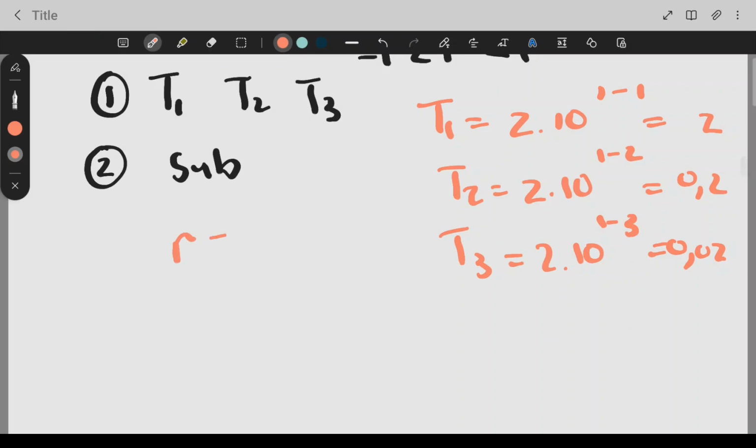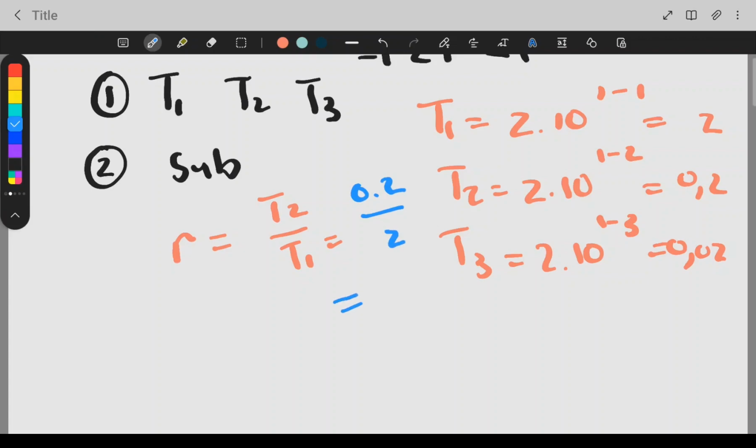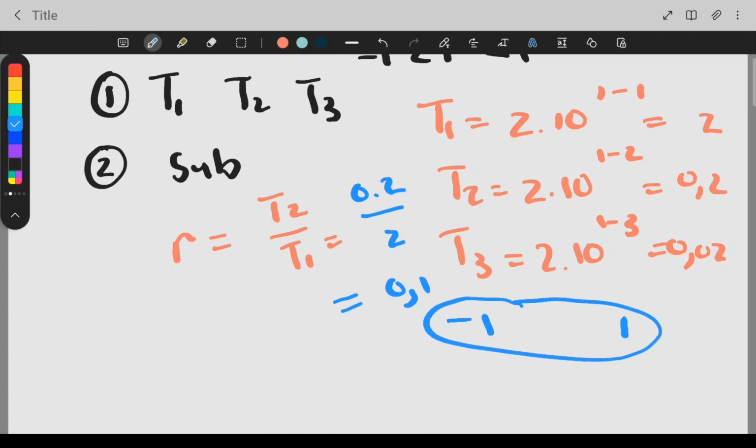Let's work out R. R is term 2 over term 1. So let's see what we get. We get term 2 over term 1. So R is 0,1. So 0,1 is between -1 and 1. So we can work out the sum to infinity.